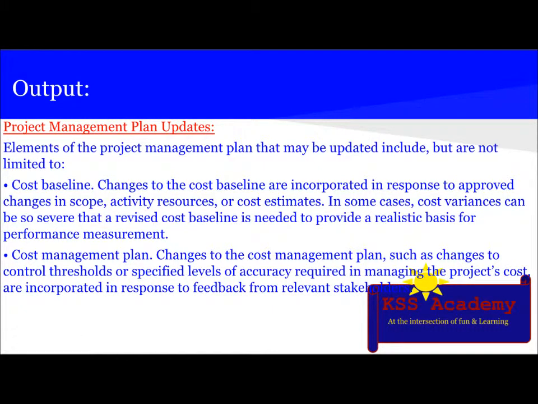Then there are PM plan updates, which update the cost baseline and cost management plan. Changes to the cost baseline are incorporated in response to approved changes in scope, activity, resource, or cost estimate. In some cases, cost variances can be so severe that a revised cost baseline is needed to provide a realistic basis for performance measurement. Changes to the cost management plan, such as changes to the control threshold or specified levels of accuracy required in managing the project's cost, are incorporated in response to feedback from relevant stakeholders.